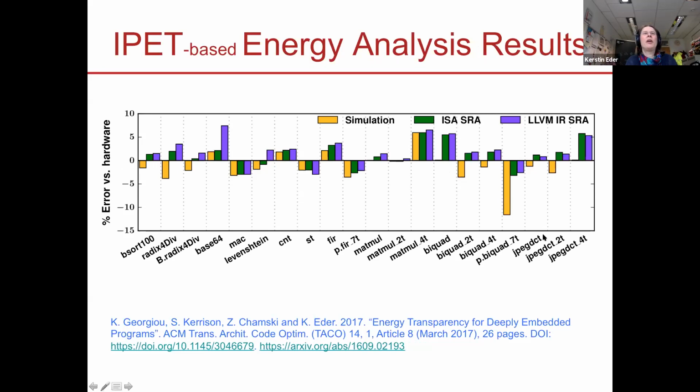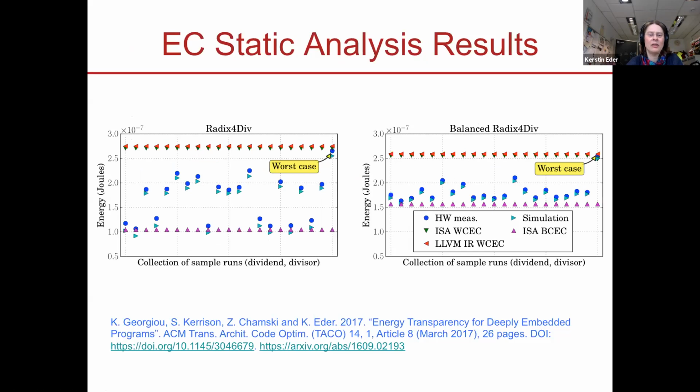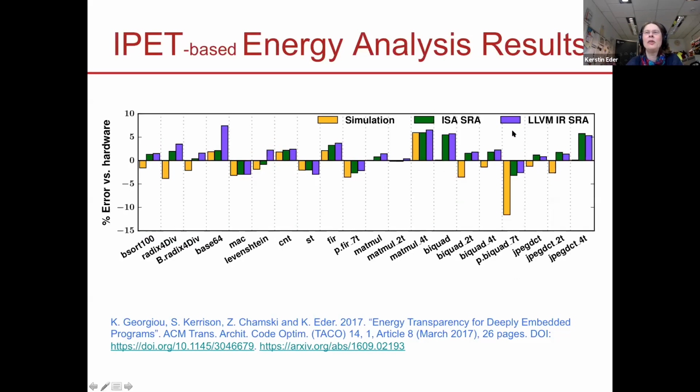Okay, so here is our energy analysis. You can see a large number of benchmarks, smaller ones and larger ones. Line 0 is hardware, where the hardware measured result is. And we have a simulator that is used as a sanity checker. And then we've got the ISA-based static resource analysis, which is HiPEAC-based. And we've got the LLVM-based static resource analysis, which is also HiPEAC-based.